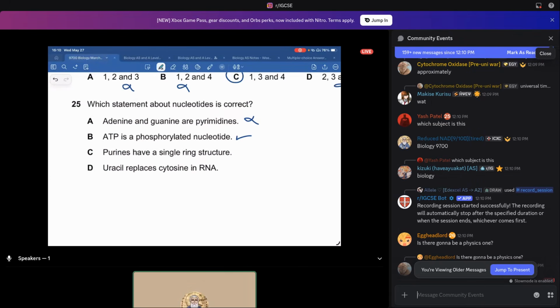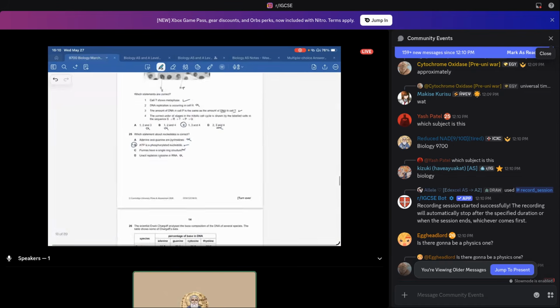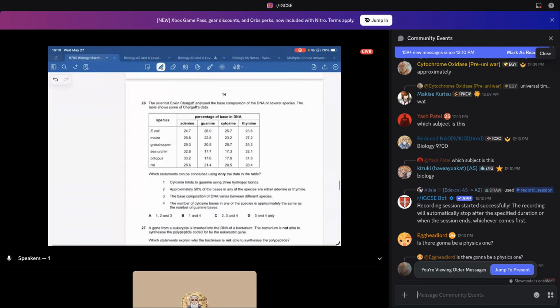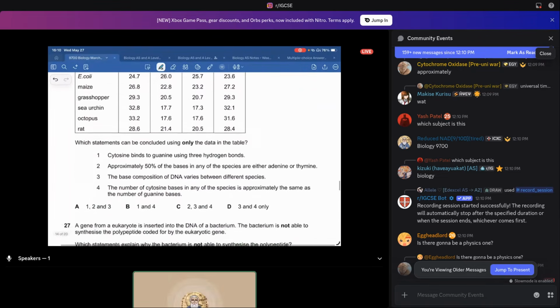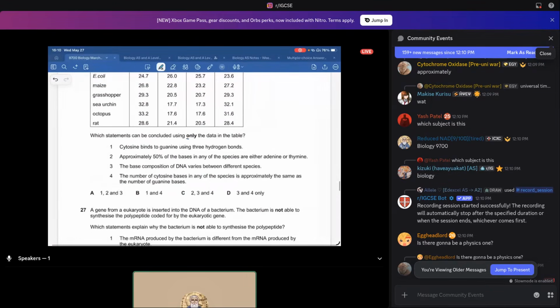Purines have a single ring structure? No. Short name, long structure. Large structure, double ring. The uracil replaces thymine, not cytosine. The answer is B.